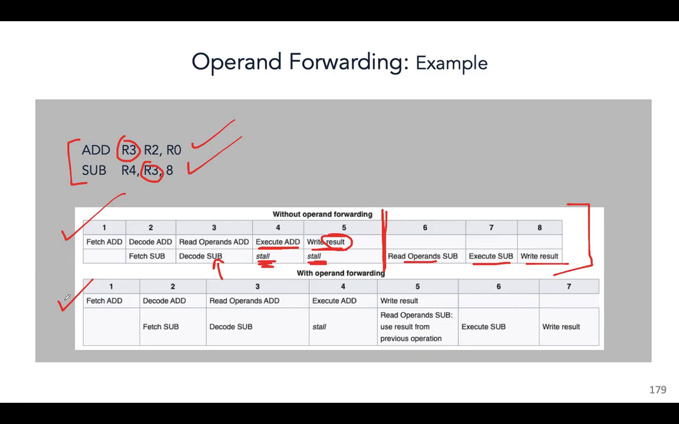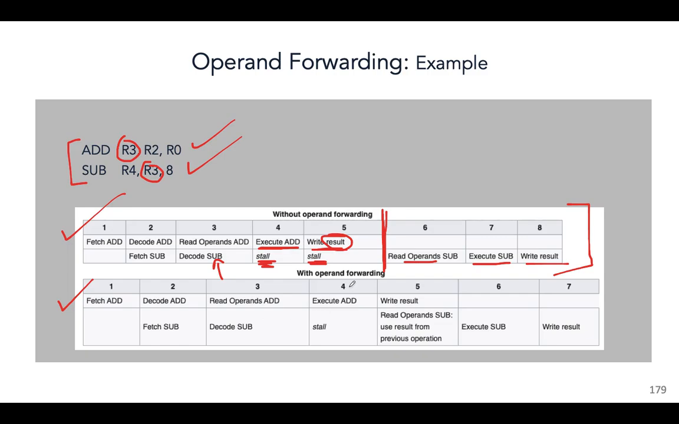Let's see. All right, so the first clock cycle occurs and the first instruction is fetched. The second pulse occurs, the add instruction is decoded and the subtract instruction is fetched. Then the third pulse, the add instruction is reading its operands, and at the same time, the second instruction is decoded, right?